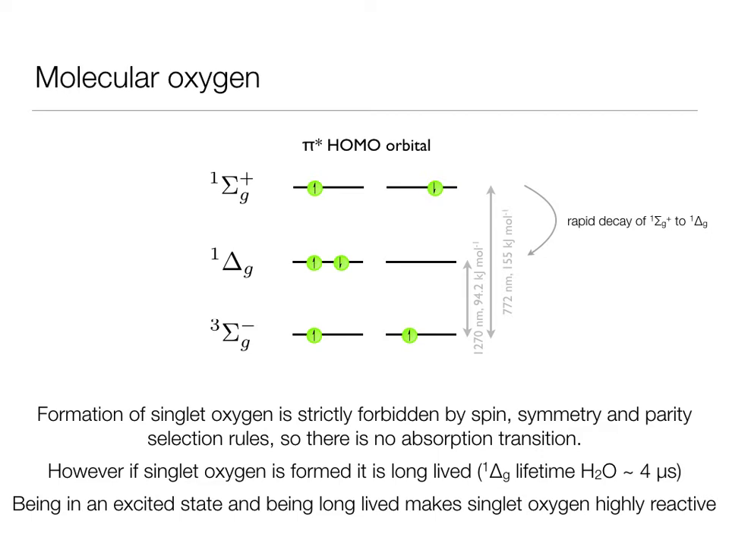I can't form singlet oxygen directly by excitation of the electron from that 3 sigma G minus set to either of the other sets, because it's strictly forbidden by spin, symmetry, parity selection rules. It doesn't occur. And so if I want to generate singlet oxygen, it's going to be generated involving another molecule. And that other molecule's involvement is really, really important. It gives us very interesting properties of the singlet oxygen, but it also is quenching the other molecule which is involved.